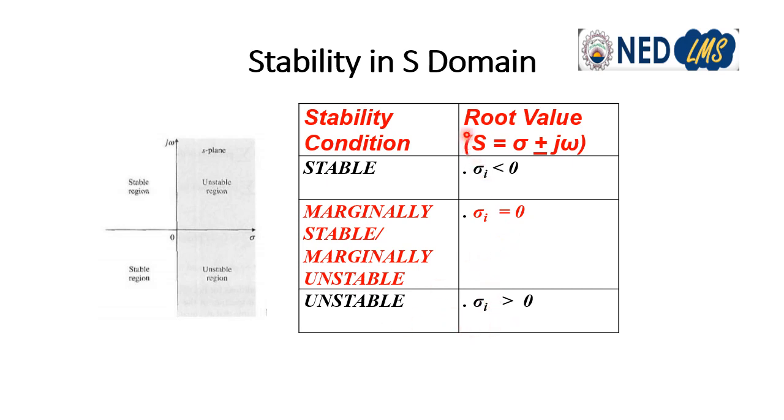And the general value of the root is sigma plus minus j omega. Obviously, if this sigma is negative, the real part of the root is negative, then we say that the system is stable. Otherwise, if this sigma is positive, we say that the system is unstable.